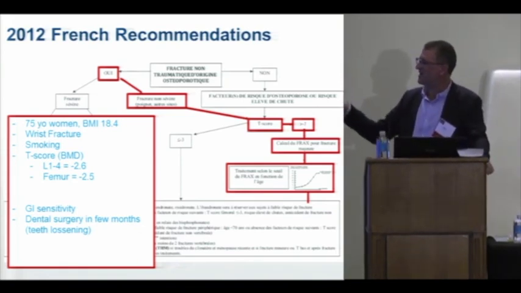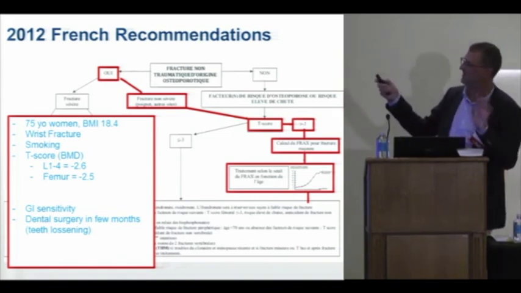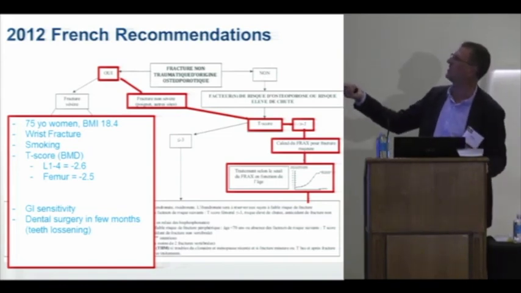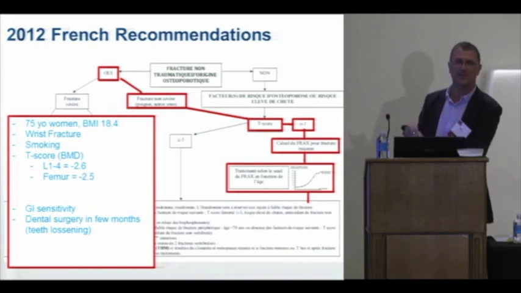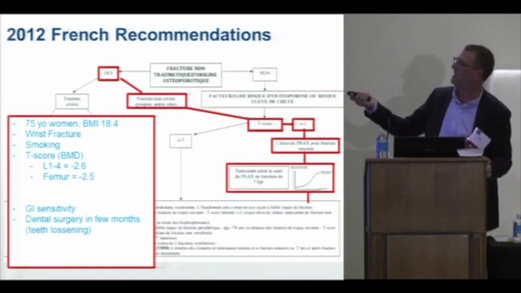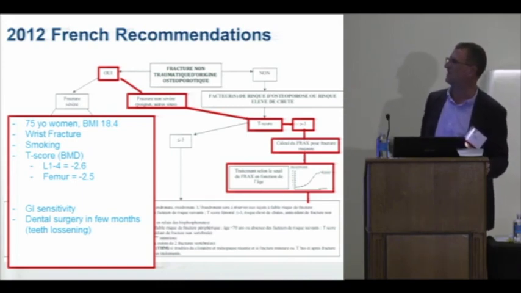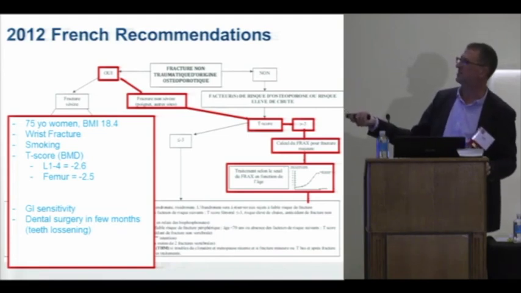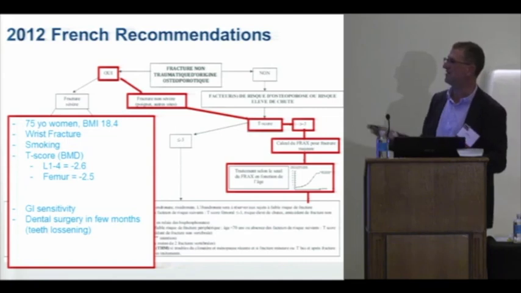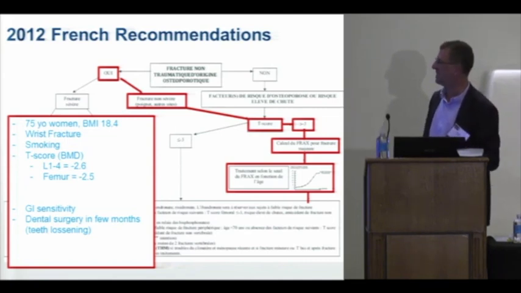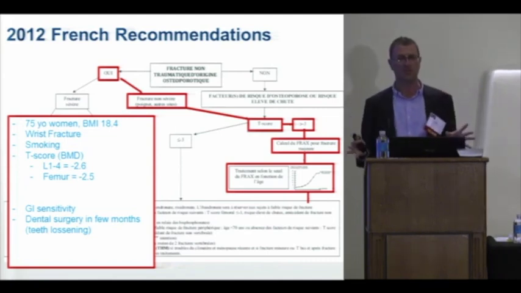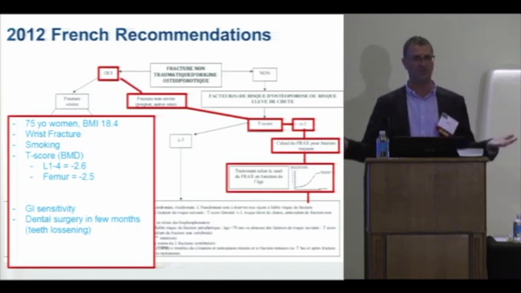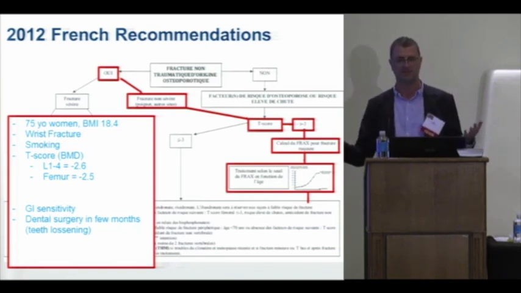So that's the French guideline. What they say, frankly, is a bit weird, because they don't consider wrist fracture a severe fracture. But it's a 75-year-old woman with a wrist fracture, she's smoking, and the BMD T-score is minus 2.5 and 2.6 here. So that means the patient is osteoporotic with a wrist fracture. So supposedly, you're supposed to treat the patient.